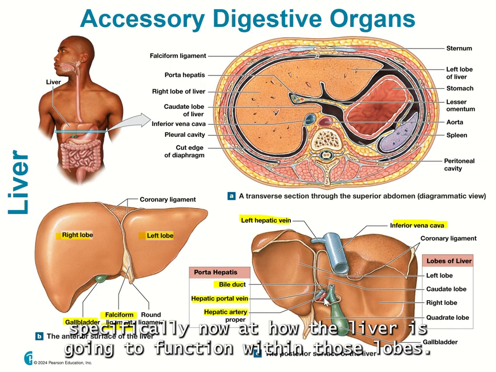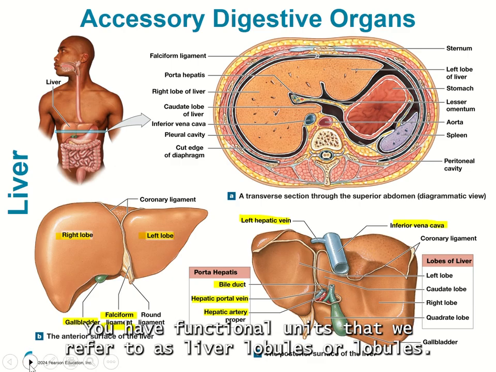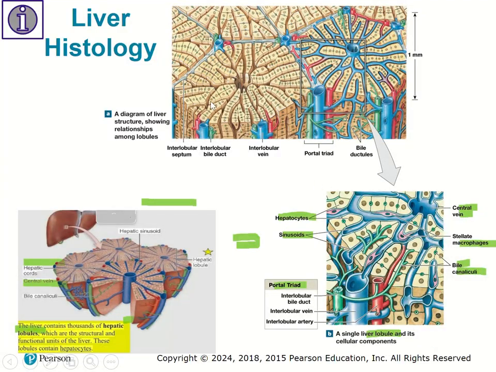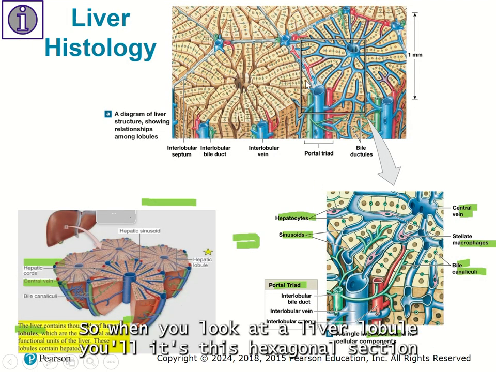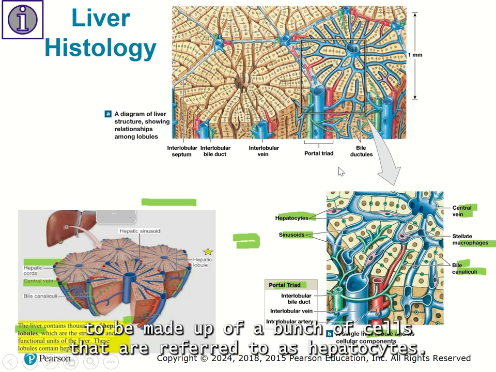Now we're going to look specifically at how the liver is going to function. Within those lobes, you have functional units that we refer to as liver lobules. This is looking close up at one of those liver lobule sections. When you look at a liver lobule, it's this hexagonal section that's going to be made up of a bunch of cells that are referred to as hepatocytes.